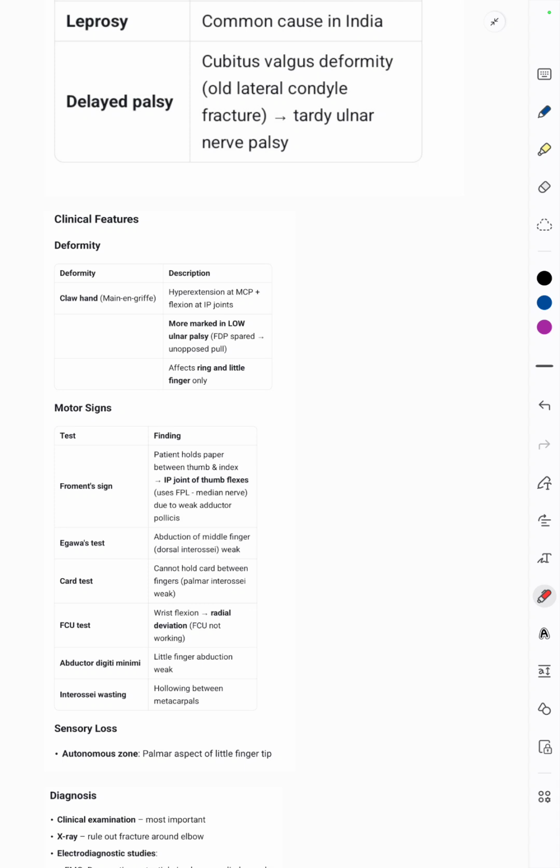It is more marked in case of low ulnar nerve palsy, because in low ulnar nerve palsy the flexor digitorum profundus is spared, and because of which there is an unopposed pull. So that is called the ulnar paradox. So ulnar claw hand is more exaggerated in low palsy as compared to high ulnar palsy, because in low palsy FDP is spared and that will lead to unopposed pull.